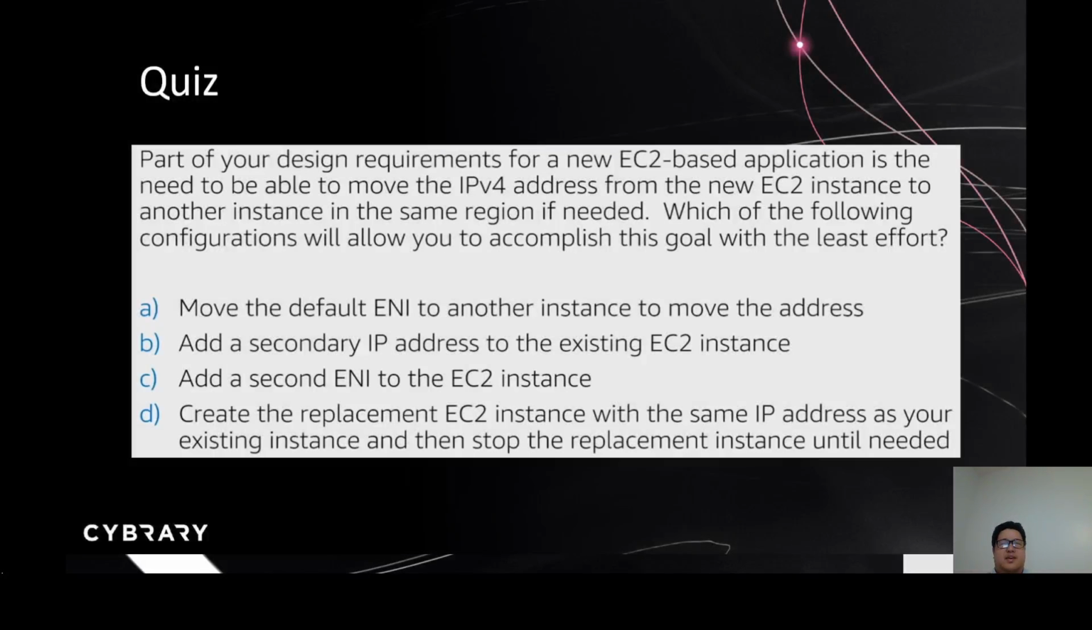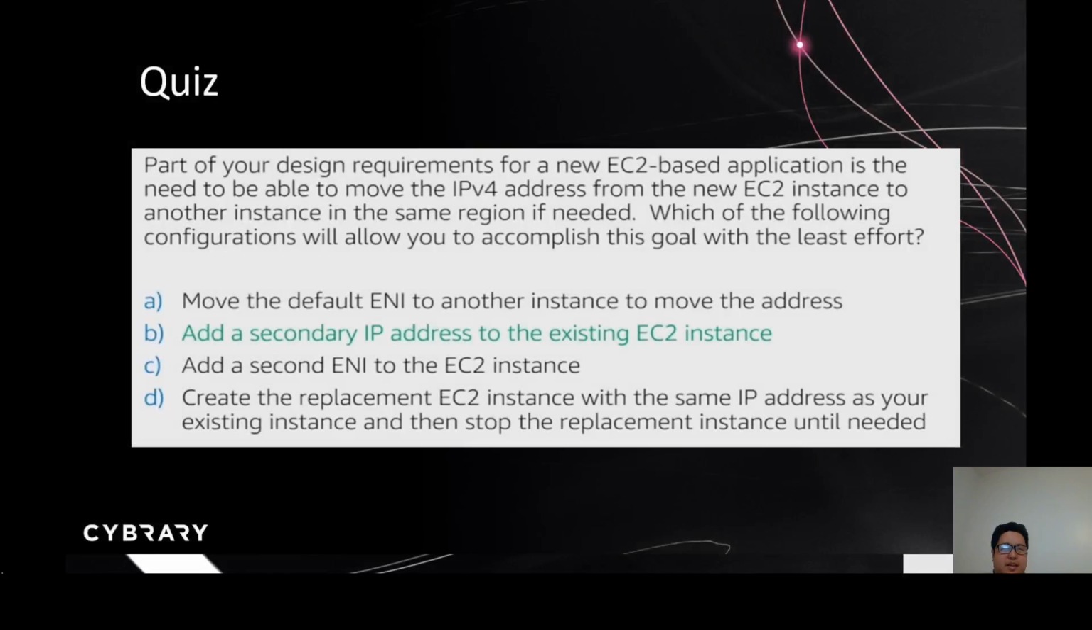Quiz: part of your design requirements for a new EC2 based application is the need to be able to move an IPv4 address from the new EC2 instance to another instance in the same region if needed. Which of the following configurations will allow you to accomplish this goal with the least effort? The answer is add a secondary IP address to the existing EC2 instance. So basically, we're adding a backup IP inside the Amazon EC2 instance.